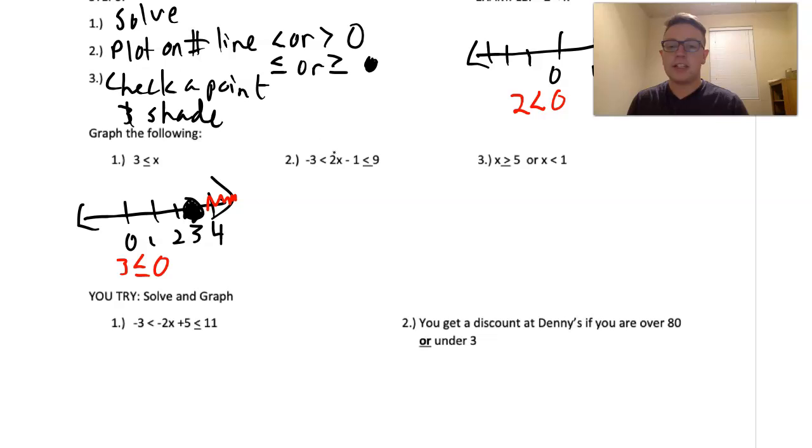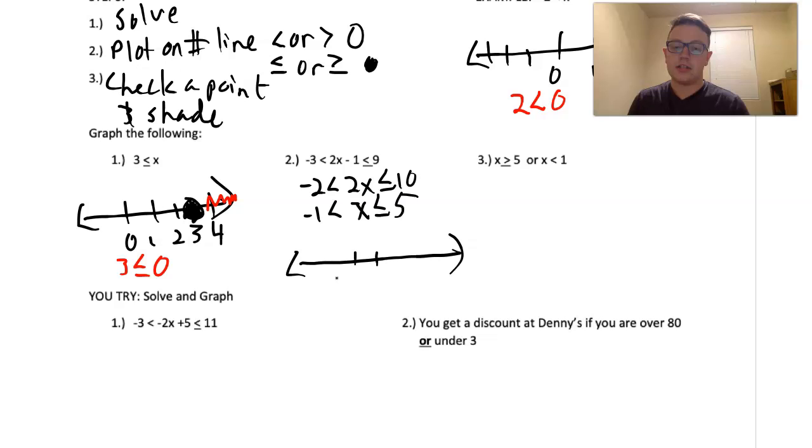Now for this one, don't be scared. We're just going to do any algebra to all sides. For starters, we're going to add this 1 to everything. So this becomes negative 2 is less than 2x is less than or equal to 10. We're going to divide by 2 here, so this becomes negative 1 is less than x is less than or equal to 5. And now we're ready to graph this.